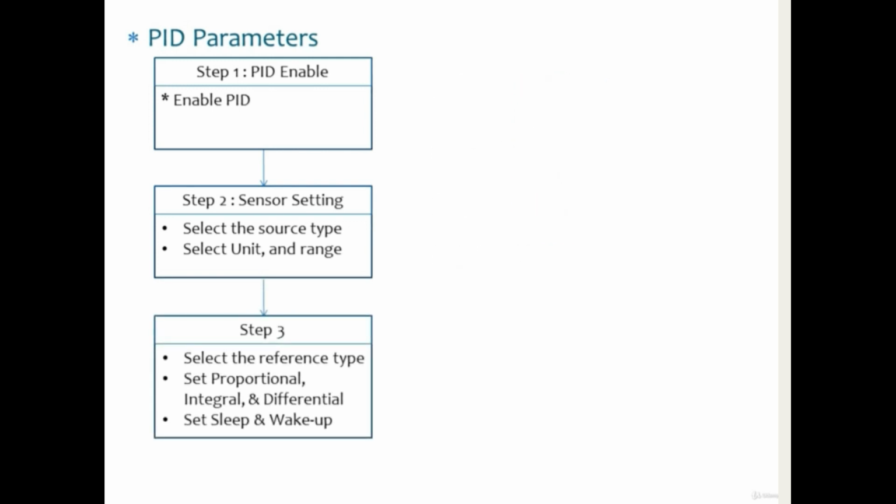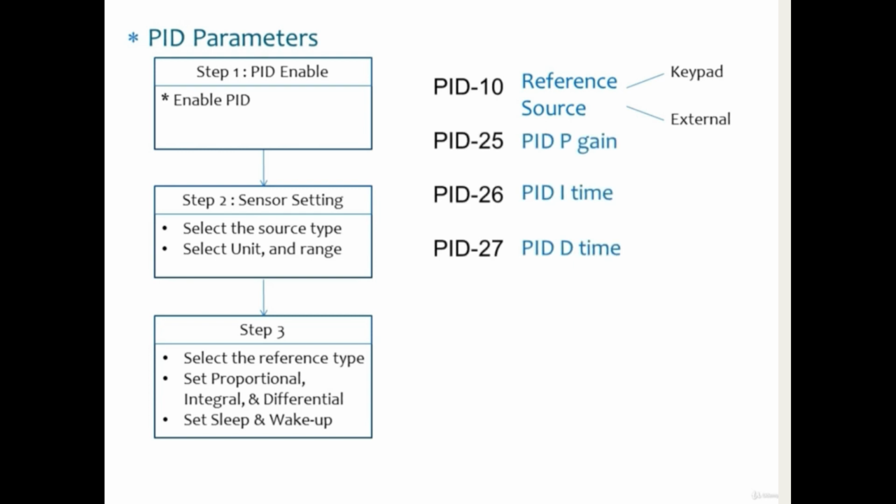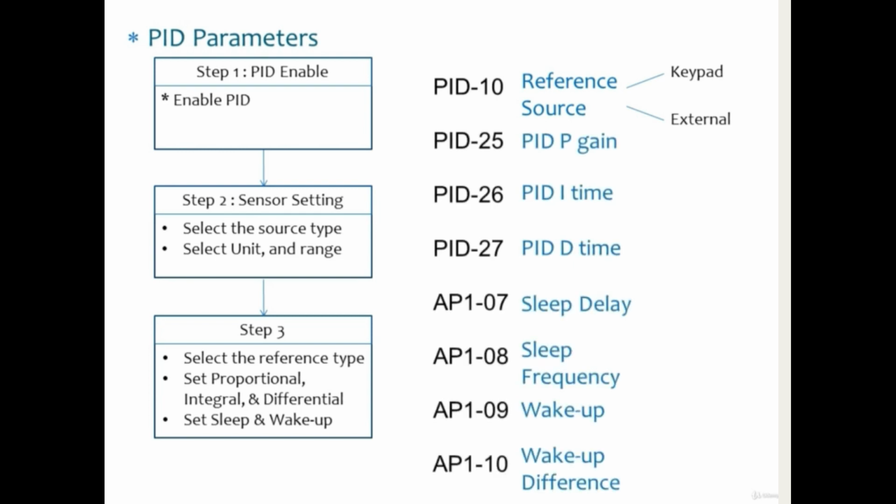Now the third step is for selection. Who will decide the target, whether it will be a keypad or any external source like a controller? We need to define that in VFD parameters. Then setting PID parameters, which is P gain, I time and D time, and setting the sleep and wake up function. However, please note that for some applications, this function is not suitable at all. So know your application very well before applying this function.